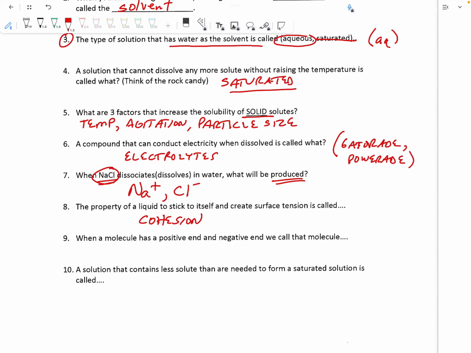Number 9. Positive end and a negative end for a molecule. We call that molecule a polar molecule. Remember, a bar magnet has a positive end and a negative end, and we call those poles, like the North and South Pole we have here on Earth.